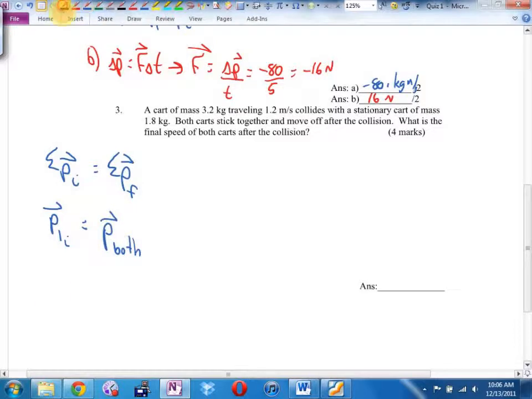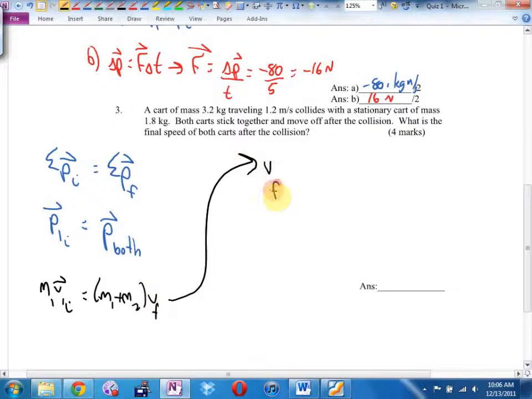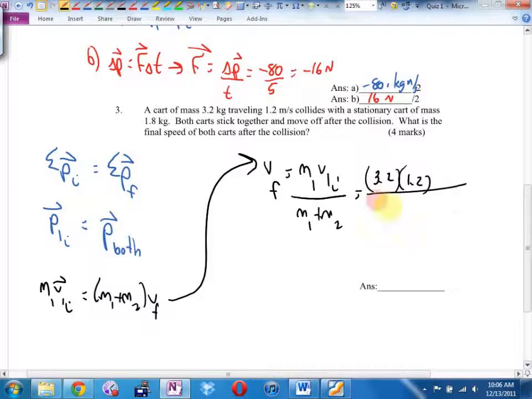This is going to be M1 V1 initial equals (M1 plus M2) V final. V final is going to be M1 V1 initial all over M1 plus M2. It's going to be 3.2 times 1.2 all divided by 3.2 plus 1.8.